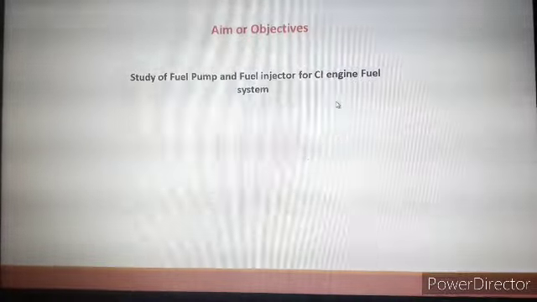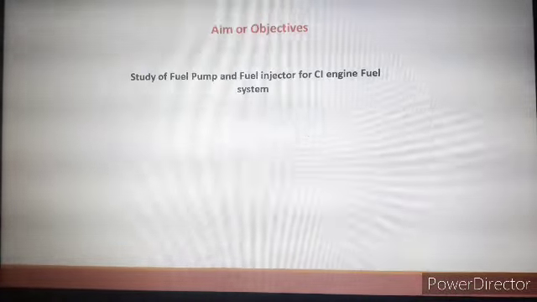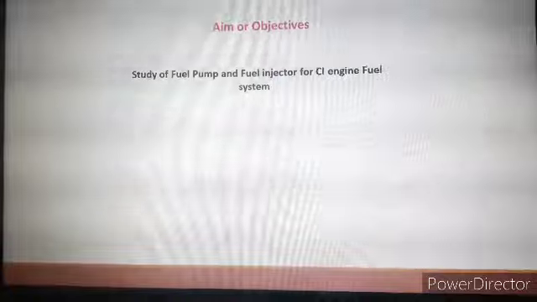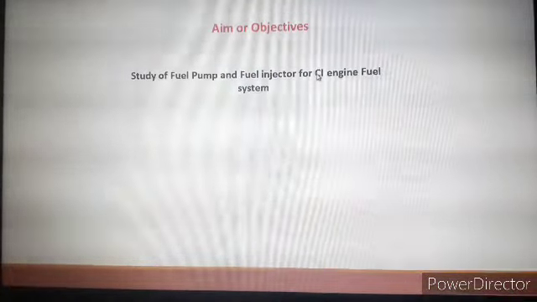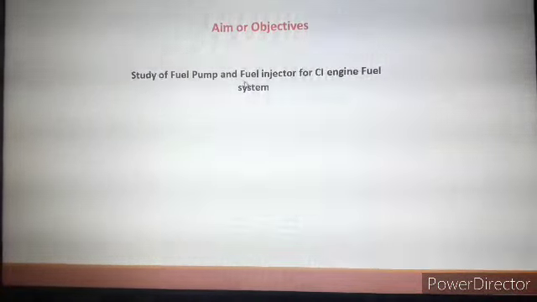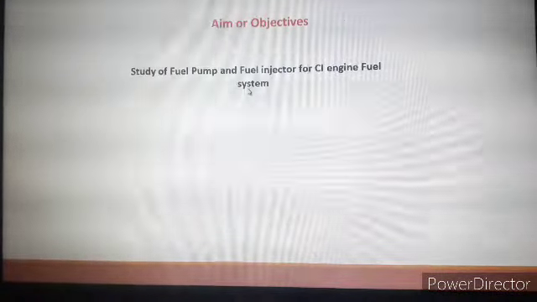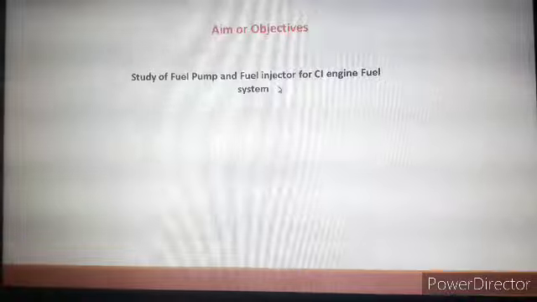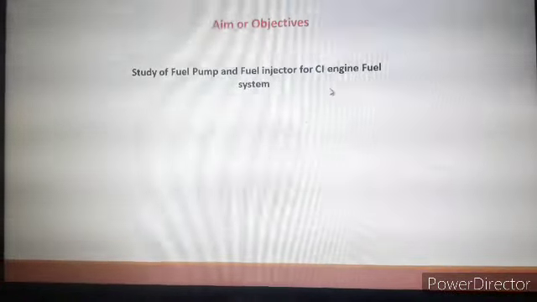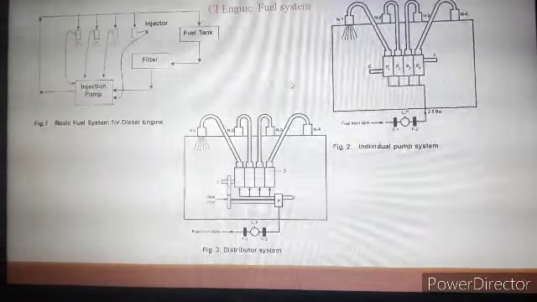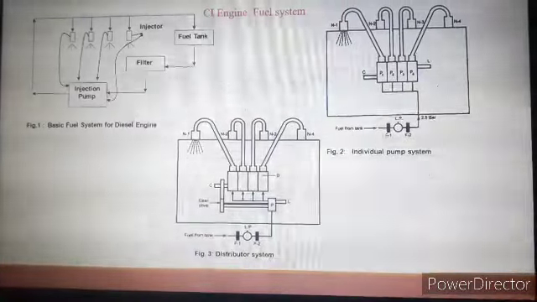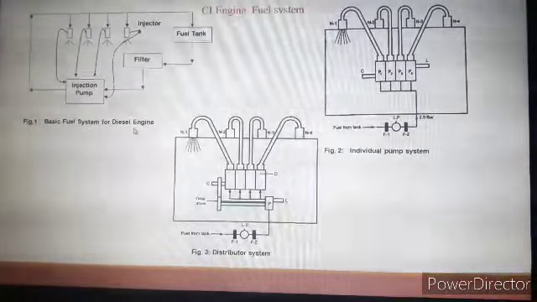Today we will discuss the basic fuel supply system for CI engine. Then we will discuss the individual fuel pump system and the individual fuel injector system. Then we will discuss in brief the common rail fuel injection system, and then we will see their advantages and disadvantages. So this is the layout of the basic fuel system for diesel engine.